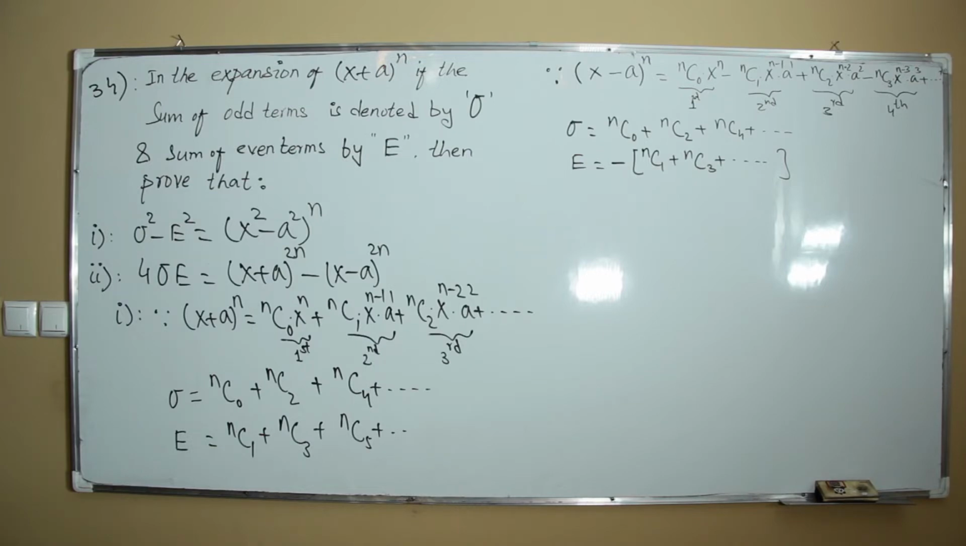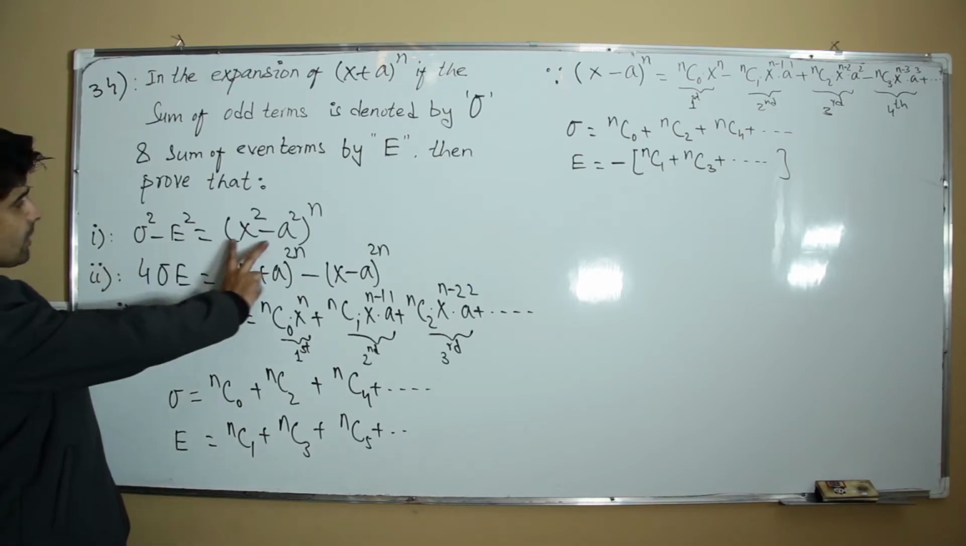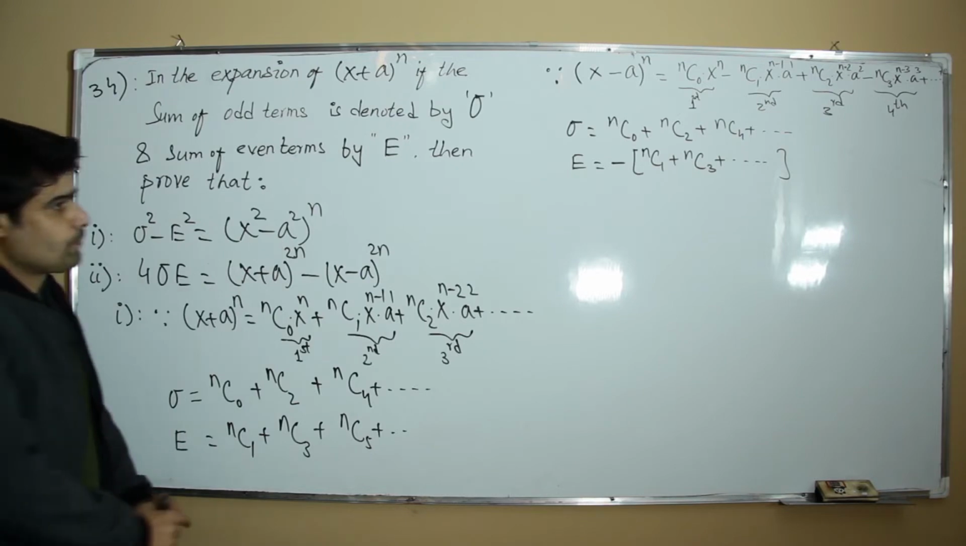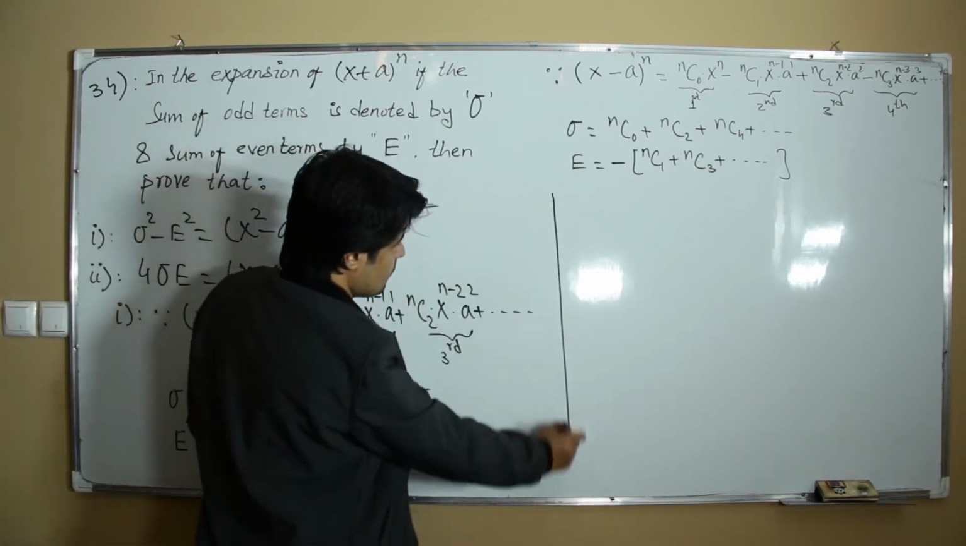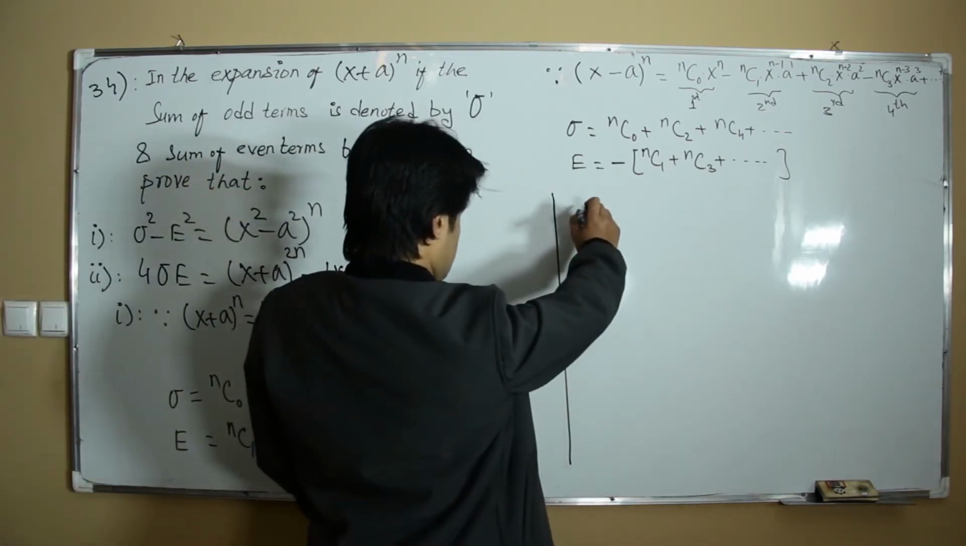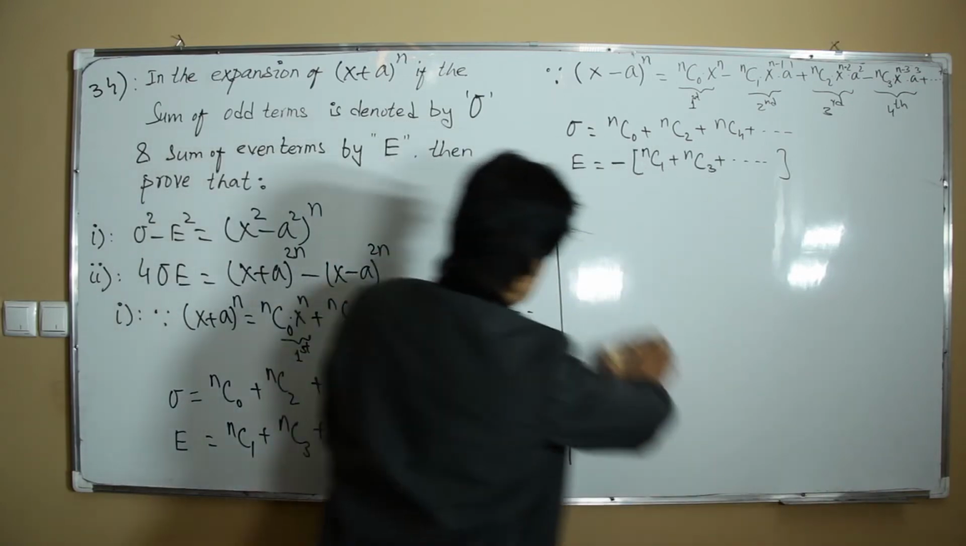Now the question is that you have to prove what? O square minus E square should be this one. So we know what? I'm sorry.